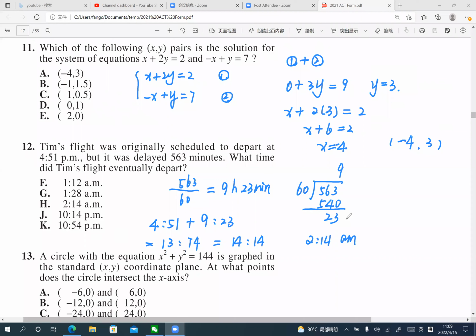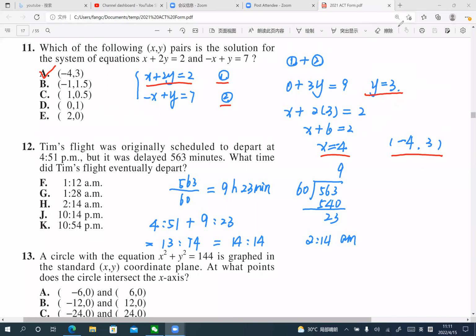Question 11. Which of the following xy pairs is the solution for the system of equations x plus 2y equals 2 and negative x plus y equals 7? We call x plus 2y equals 2 the first equation. We call negative x plus y equals 7 the second equation. Then we add the two equations together, we get 0 plus 3y equals 9. So y equals 3. Since x plus 2y equals 2, we substitute 3 for y. We get x plus 2 times 3 equals 2. So x plus 6 equals 2. So x equals negative 4. So we should choose negative 4 and 3, option A.